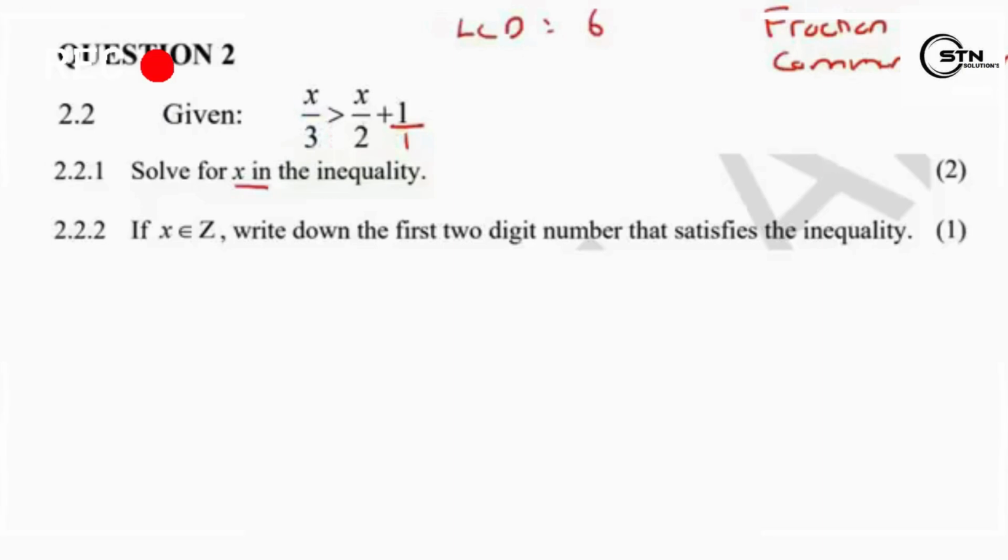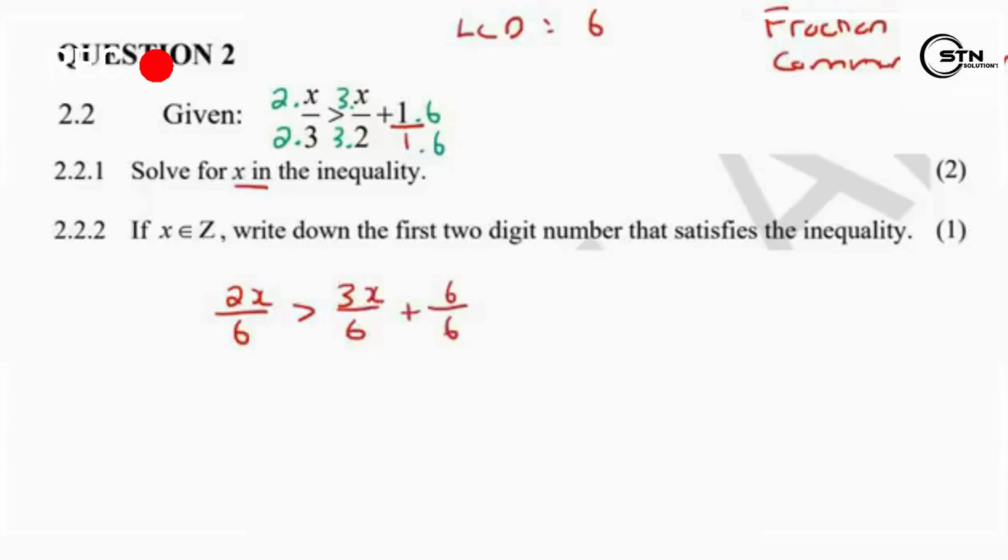So to convert everything to a 6, I would multiply this one here by 2, this one here by 2, because what you do to the bottom, you do to the top. This you would multiply by 3, same at the top, and then this you would multiply by 6, same at the top. Alright, so that's going to leave us with 2x over 6 greater than 3x over 6 plus 6 over 6.